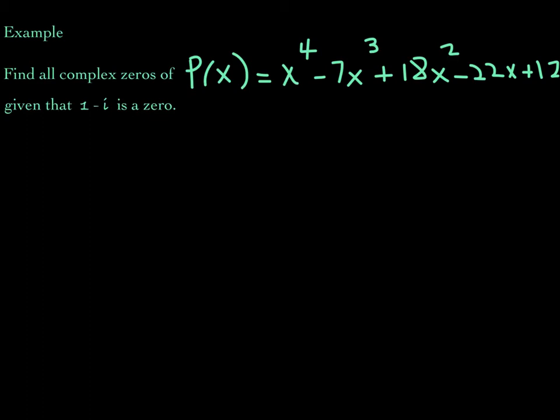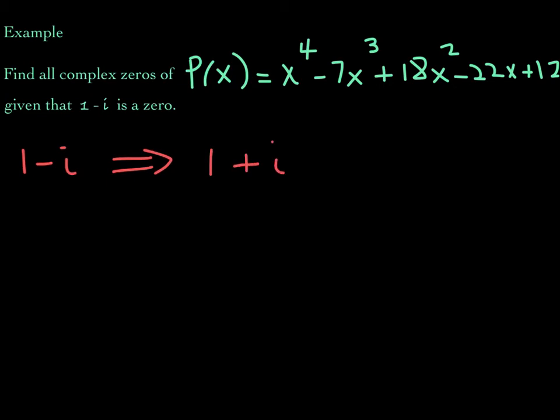1 minus i is a zero. By the conjugate zeros theorem, 1 plus i is also a zero, so that's 2 out of the 4 zeros. So I just need to find the last 2. Okay, so let me write down what I said so far. 1 minus i is a zero. That implies that 1 plus i is also a zero. So that's 2 out of the 4 zeros.